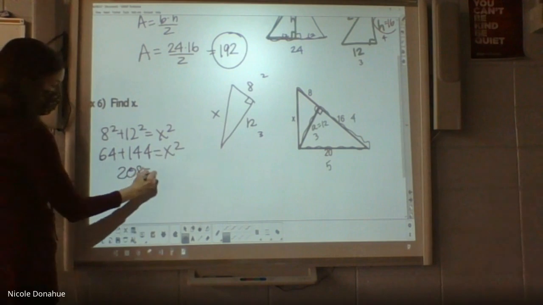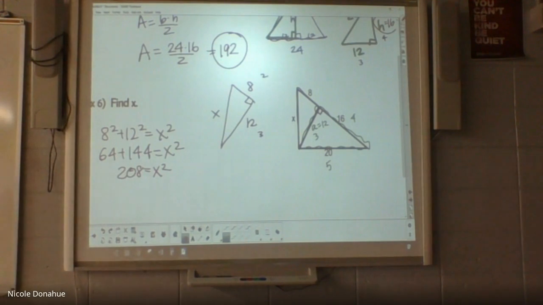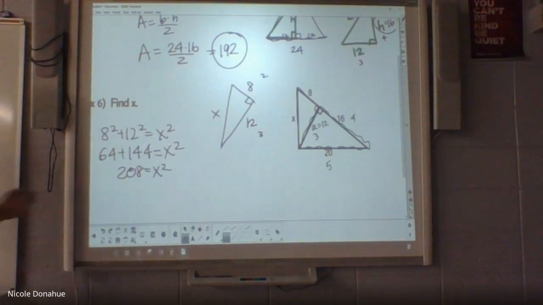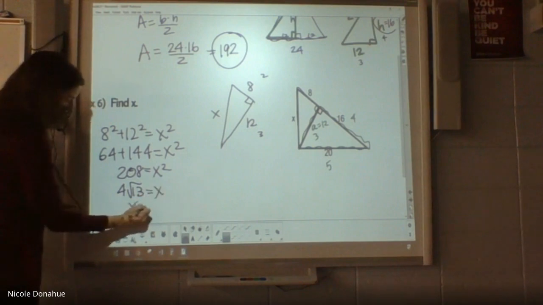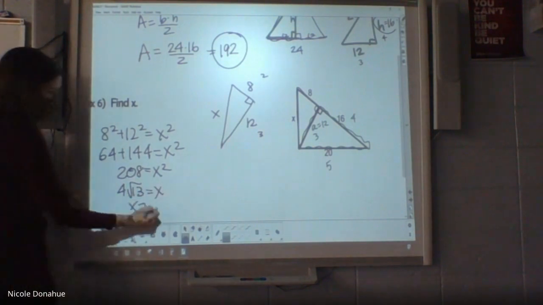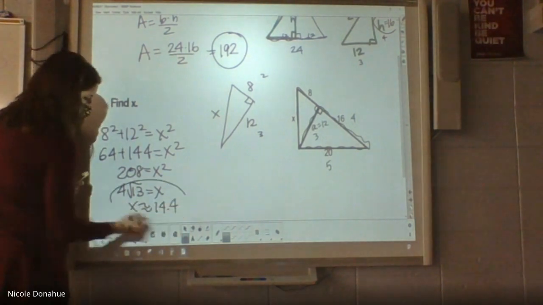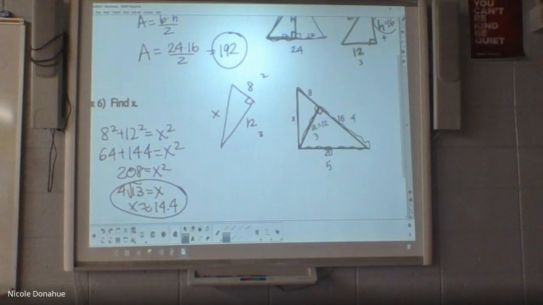208, that's my x squared. Now 208, I'm assuming can be simplified. 4 square root of 13 is my 208, or as a decimal, it's like 14.4. If they wanted a radical, it'd be the top one. If they wanted a decimal, 14.4. Okay.